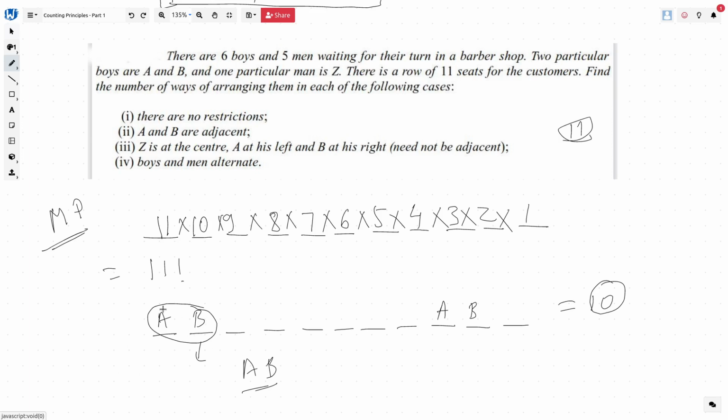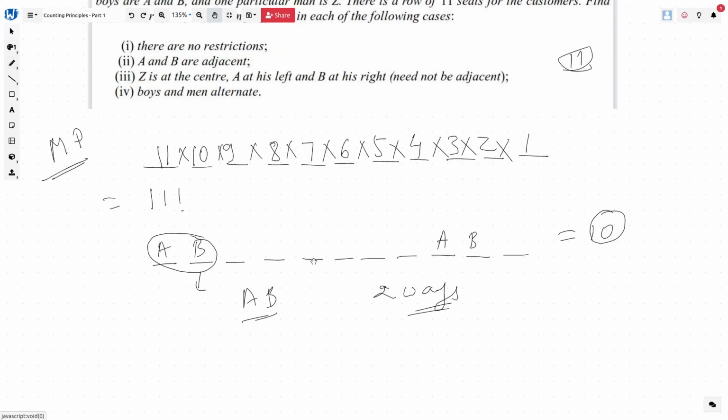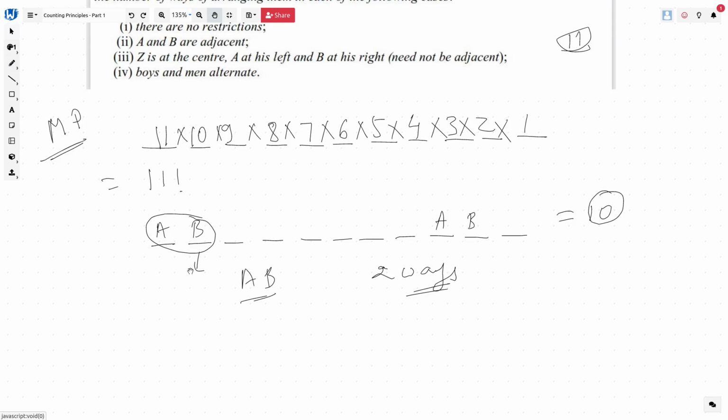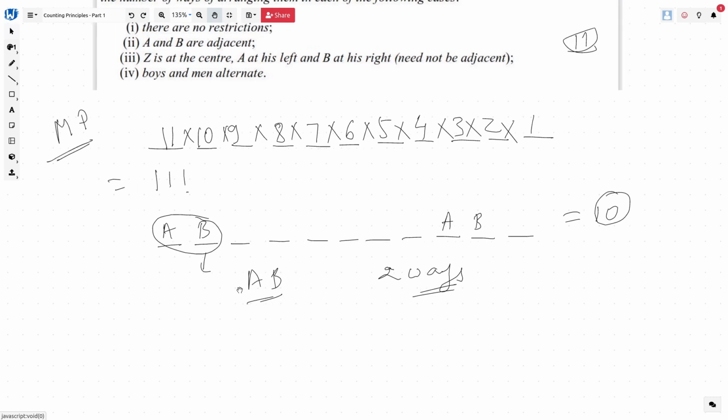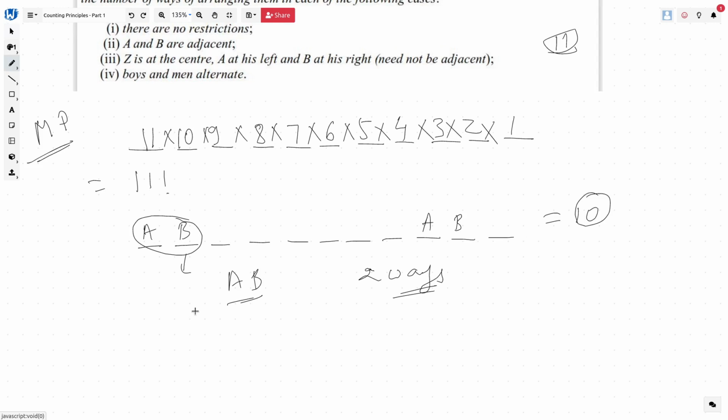Now A and B can also change their positions, so there are 2 ways they can be sitting here. I'll leave it up to you to find why there are 10 ways in 11 places where A and B can sit together. It is quite similar to finding the number of 2 squares in a row of 8 in a chessboard. You will find that it will be 10 ways. You can try that, because trying all these things will help you. A and B can also switch their positions, so again we have 2 options.